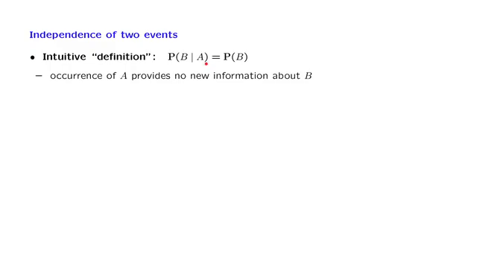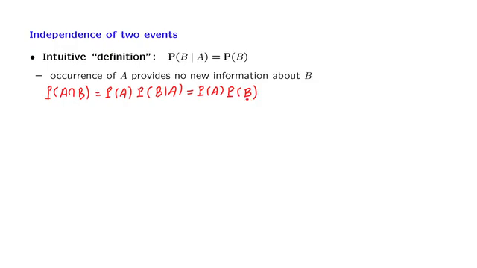If this is indeed the case, notice that the probability that both A and B occur, which is always equal by the multiplication rule to the probability of A times the conditional probability of B given A. So this is a relation that's always true, but if we also have this additional condition, then this simplifies to the probability of A times the probability of B. So we can find the probability of both events happening by just multiplying their individual probabilities.